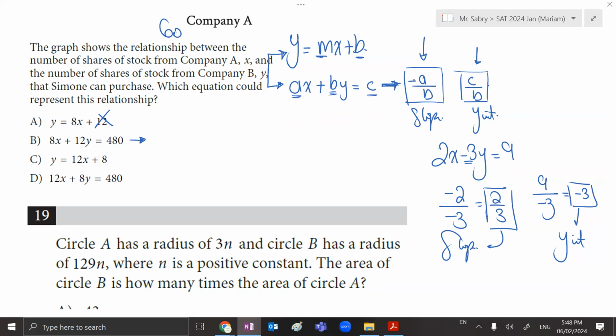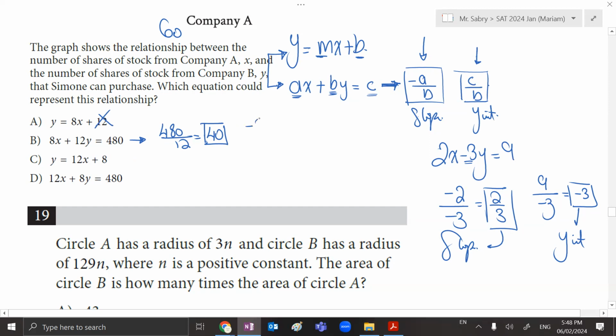So I take the C over the B, right? That's to get what? The y-intercept. Okay. So what's the y-intercept in B? It's 480 over 12. Which is 40. So this could be the one. Now we need to figure out if the slope is correct. So what's the slope? Is it going to be 480 over 8? What's the slope? How do we get the slope? Negative a over b. Negative the number next to the x over the number next to the y.